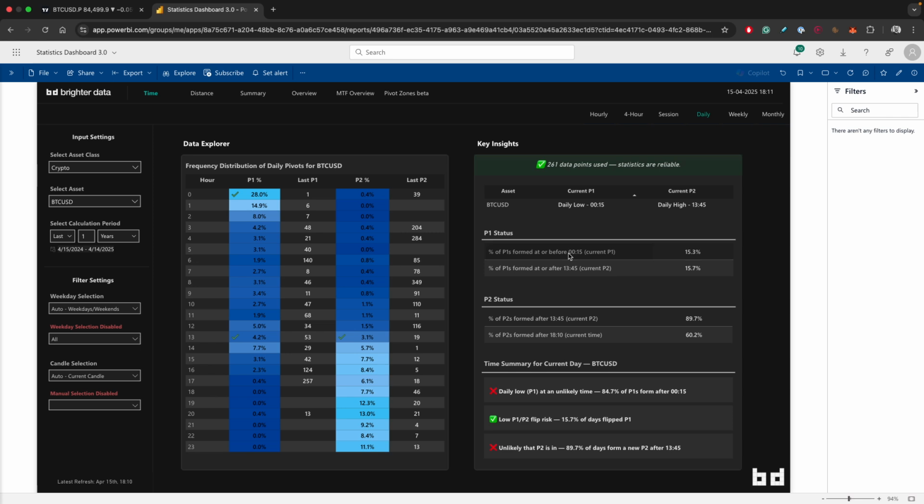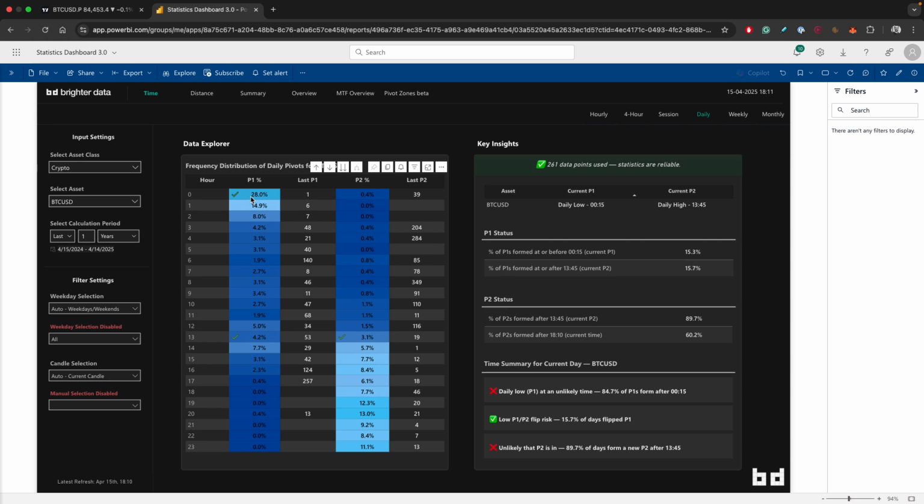Okay, so the current P1 was formed at 0015, right? So not at just like 50 minutes past 12. And then it checks, okay, how many P1s have usually been formed by that? And in this case, it is 15.3%, right? Because you have to understand that this hour zero is something we have discussed or looked at for a long time, as the hourly granularity. But what we're doing now is that we're going to look a lot more granular, as in we're going to look at the 5-minute time frame instead of the hourly time frame, because it can give us more data.